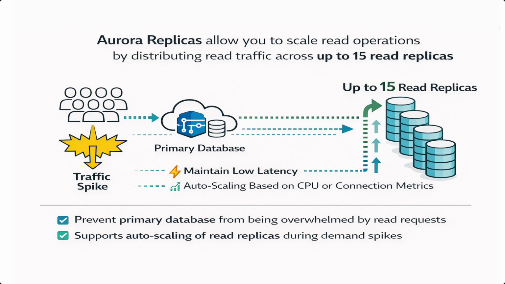Aurora replicas allow you to scale read operations by distributing read traffic across up to 15 read replicas, which handle queries like fetching user profiles, posts, comments, and feeds, common in social media applications.